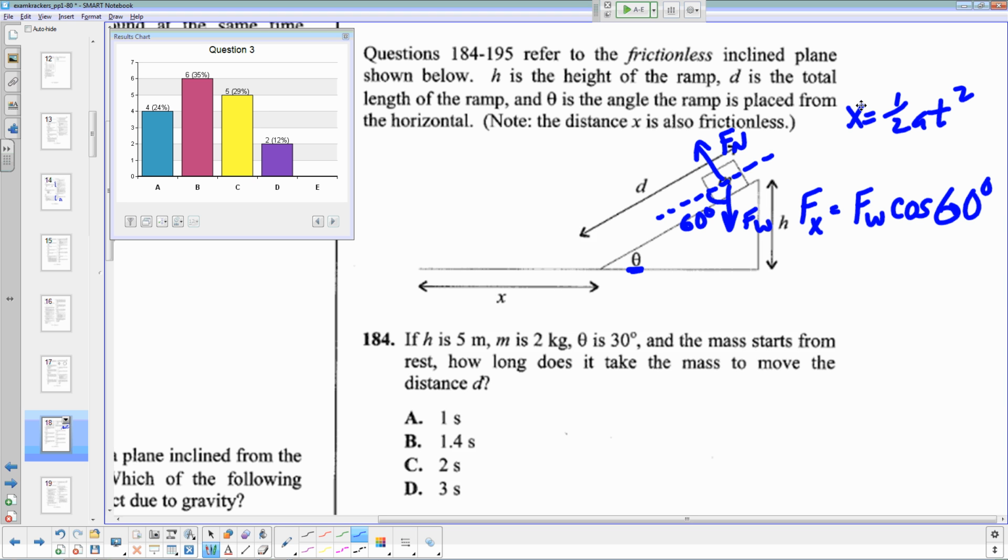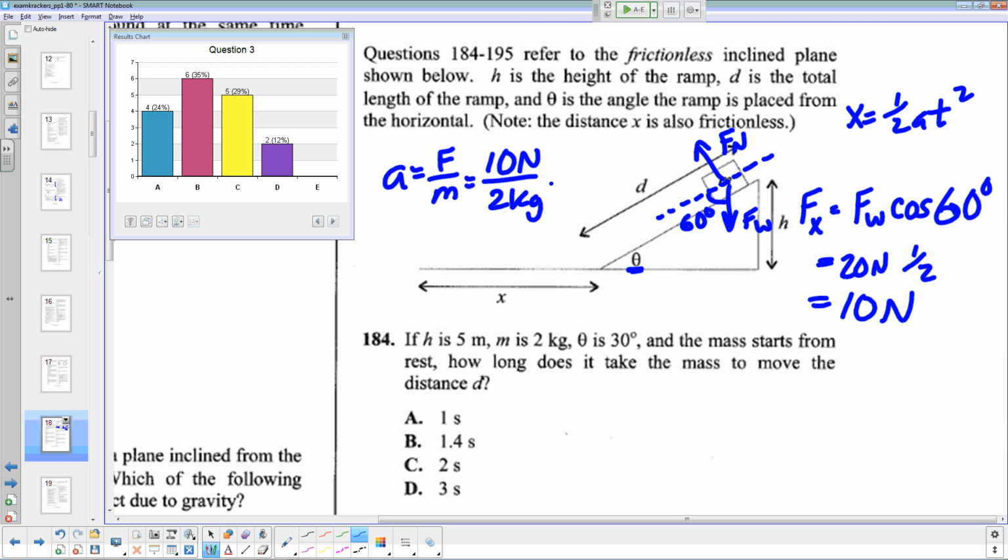Okay. So I have these things. The mass is 2 kilograms, so that's going to be 20 newtons times the cosine of 60, which is 1/2. And so my force acting down the x-axis is just 10 newtons. Then I can find my acceleration. My acceleration equals F over m. That's going to be 10 newtons over, wasn't it 2 kilograms? That's going to be 5 meters per second squared. So this block is accelerating down the inclined plane at 5 meters per second squared.